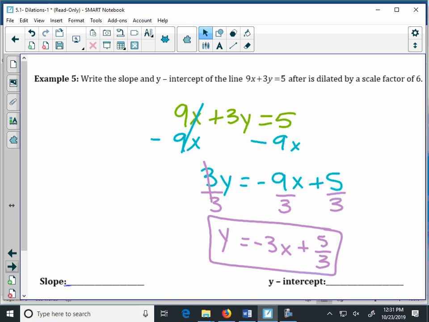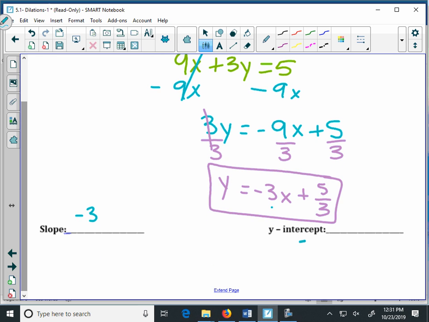We just want to know the slope and the y-intercept of our new line after we dilate it. Well, what do we know about the slopes? They're the same. So what's the slope of our original line? So what's the slope of our new line going to be? -3.